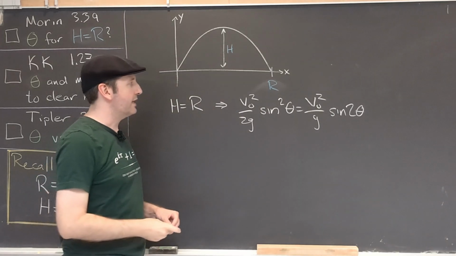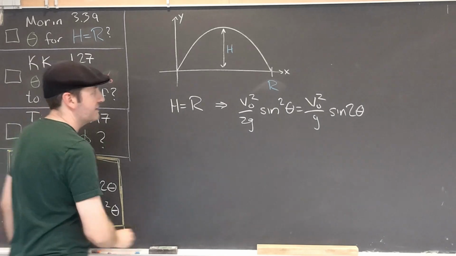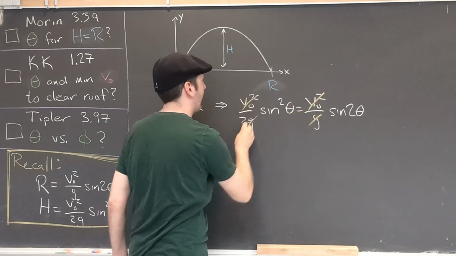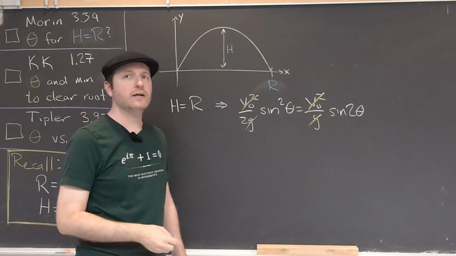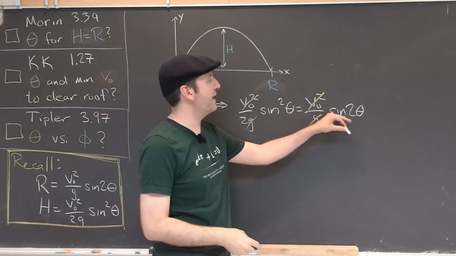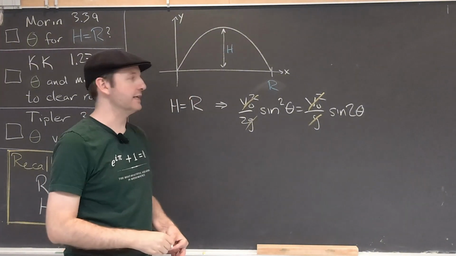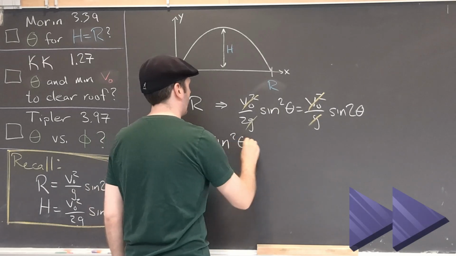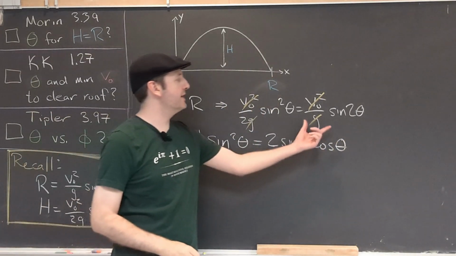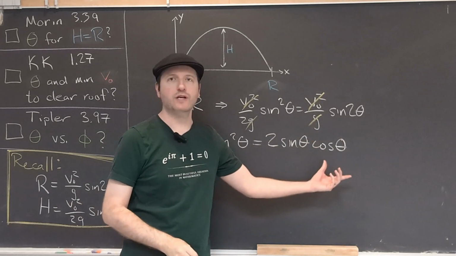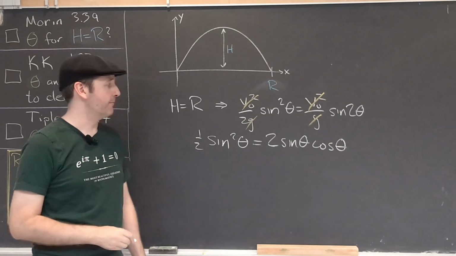Now notice that the common values of v naught squared and g cancel from both sides of this equation. I can't cancel the signs though, because one's a sine squared and one's a sine 2 theta. So I should probably re-expand out this sine 2 theta using my double angle identity. So recall that sine 2 theta is just 2 times sine times cosine. Over here, I've left the 1/2. Don't forget that was in the denominator there.